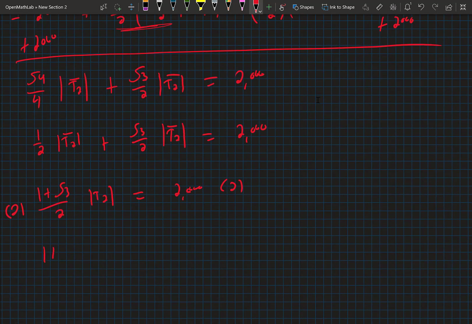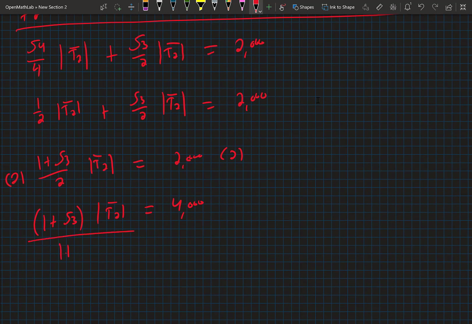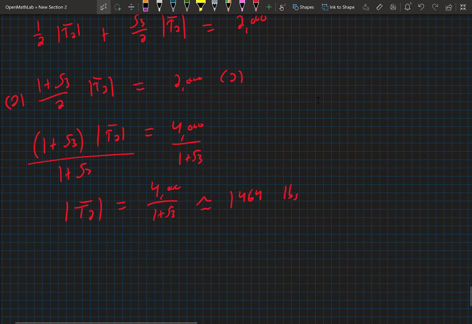So we could multiply both sides by 2 to make this a little easier. So we get 1 plus radical 3 times the magnitude of T2. And that's equal to 4,000, right? 2 times 2,000. And then divide both sides by 1 plus radical 3. So the magnitude of T2 is equal to 4,000 divided by 1 plus radical 3, which is approximately equal to 1,464 pounds. Right? So remember what we were after is the magnitude of T2 and the magnitude of T1.